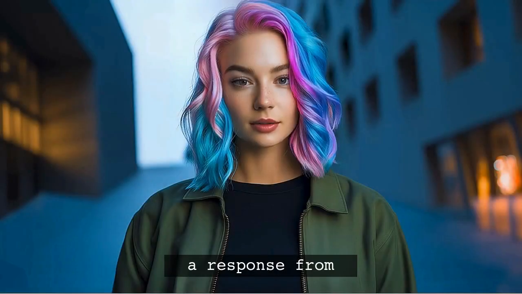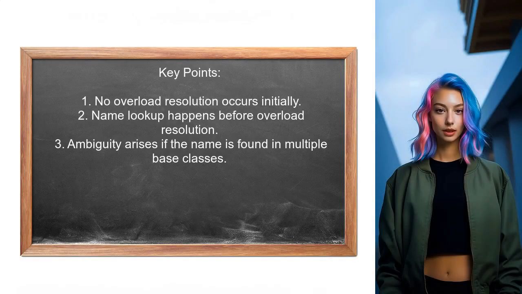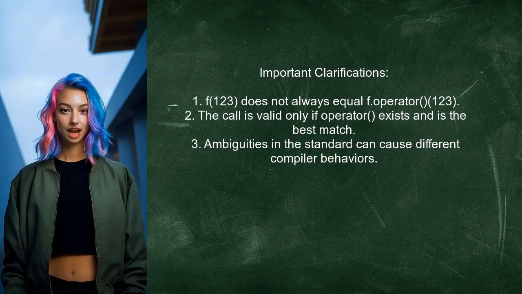Now let's see a response from a different user. The user clarifies that the initial analysis of the code is incorrect because there is no overload resolution happening. Instead, name lookup occurs first, and if the name isn't found in the derived class, it checks the base classes. If the name is found in multiple base classes, it results in ambiguity. They also point out that calling f(1, 2, 3) does not always mean f.operator()(1, 2, 3).